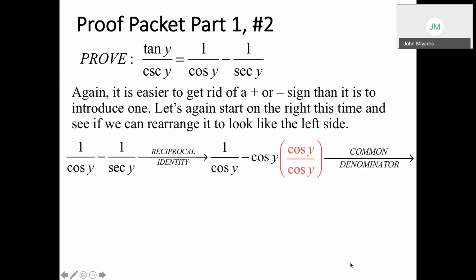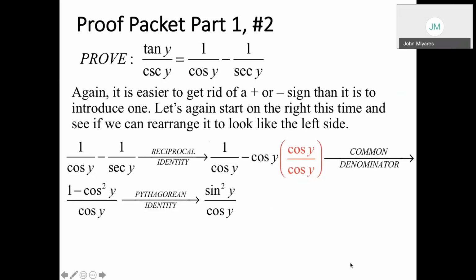That is going to get us 1 minus cosine squared y all over cosine y. Next, we'll use a Pythagorean identity to simplify the numerator of the fraction to just sine squared y. Now, before we go any further, we may need to look at what it is we are trying to prove. We're trying to get this to look like tangent of y over cosecant of y.